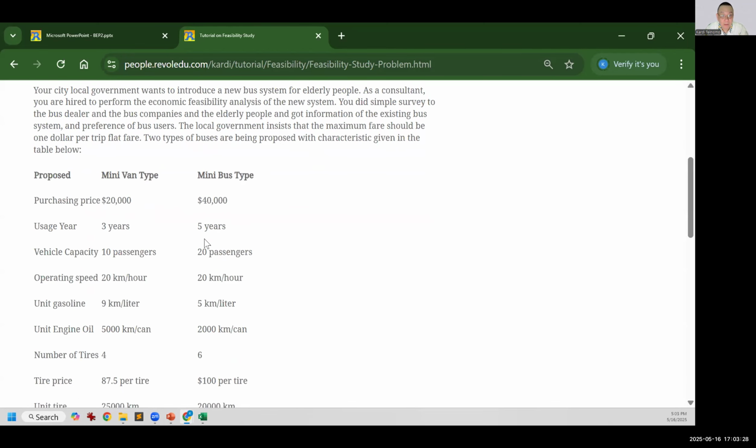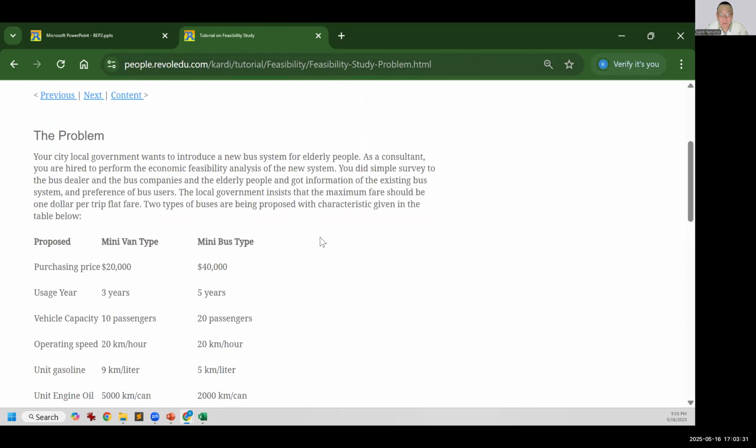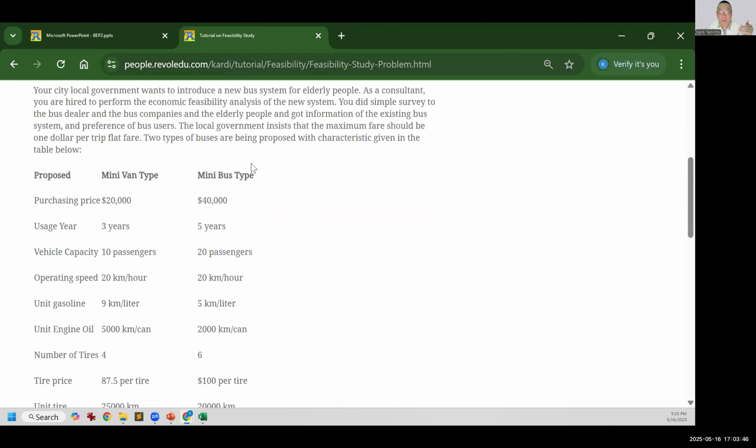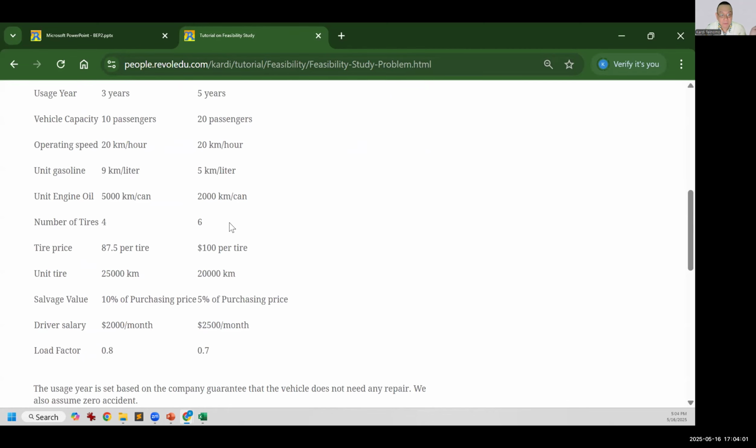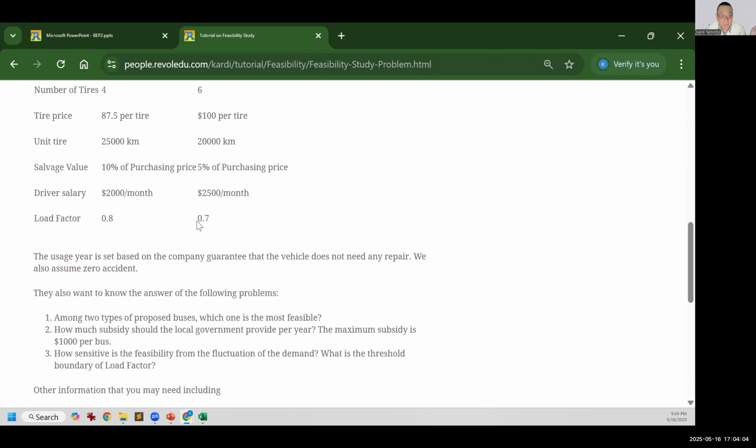And these are the data that we have. We want to introduce a new bus system for elderly people. We did this survey from the bus company and also from the potential user. And then there are certain rules from the LGU. The maximum fare should be a certain value. Then we try to evaluate the two investments, either using minifund or using minibus. And these are the data that you can see.